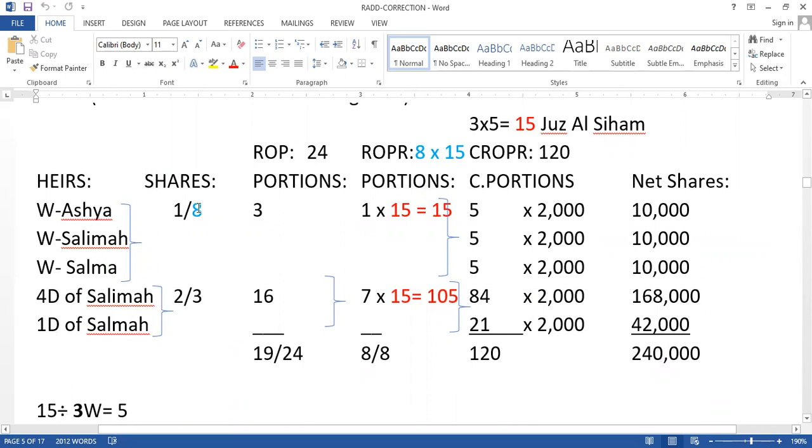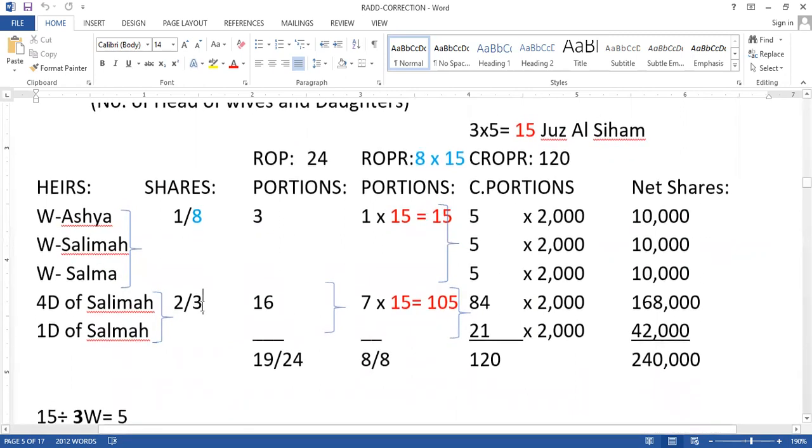Okay? So, ilan ang share ng 3 wives? 1/8. Ilan ang share ng 5 daughters? 2/3. No? So, meaning meron tayong isang spouse at isang group of sharer. Okay? Sige. So, ang ating ROP is 24. Okay? 24 divided by 8 times 1 is 3. And 24 divided by 3 times 2 is equals to 16. So 3 plus 16 is equals to 19 all over 24.